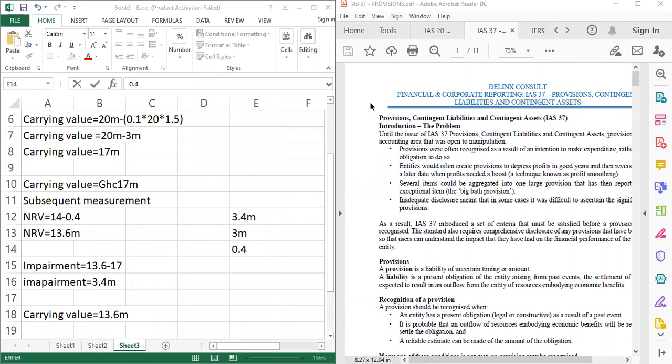For example, you are a driver, and while you are driving, you knock someone down. You automatically pay for the medical fees of the person. So you can start making provision for the medical fees because there is a condition stating that you are going to incur the medical cost. So you can start making provision for it.